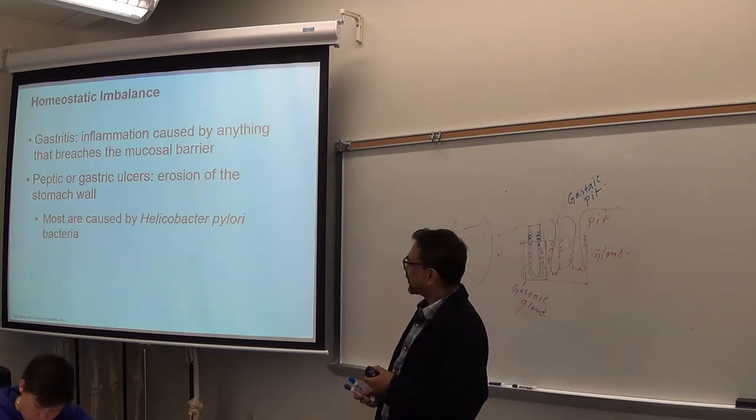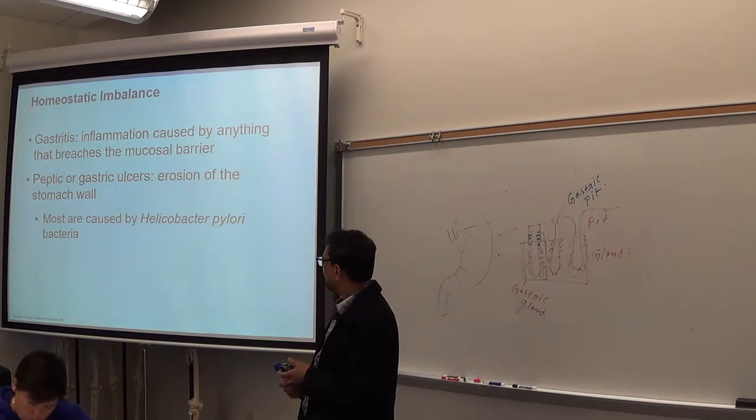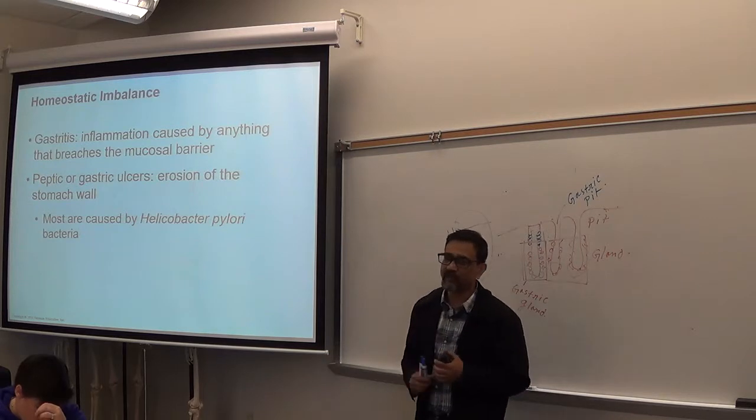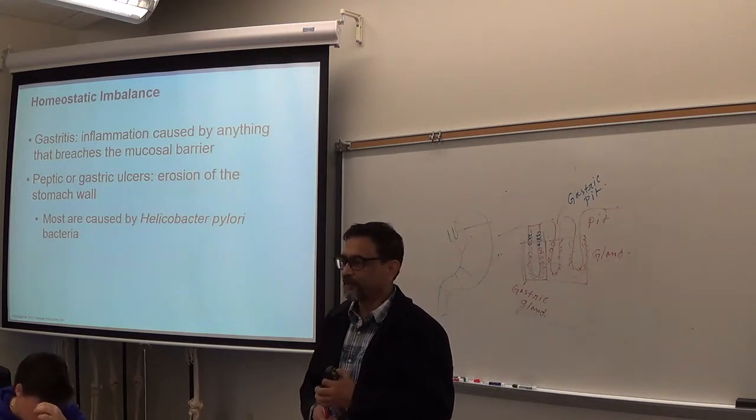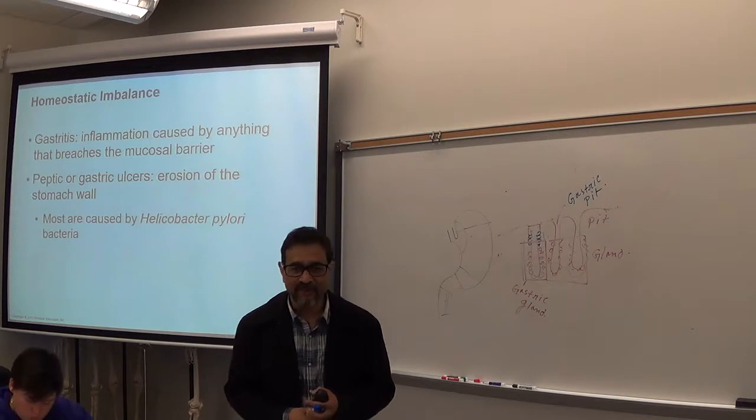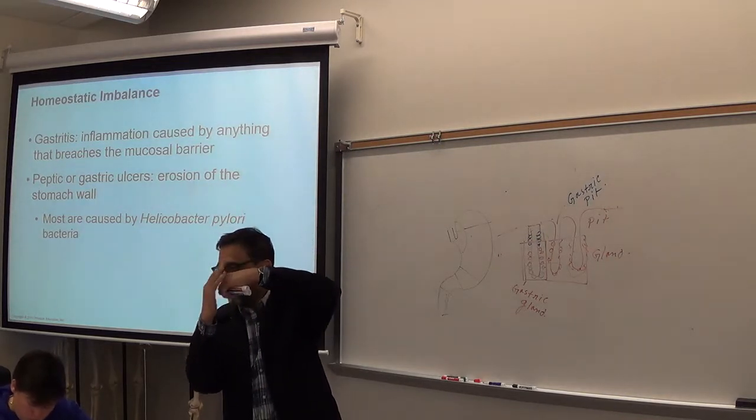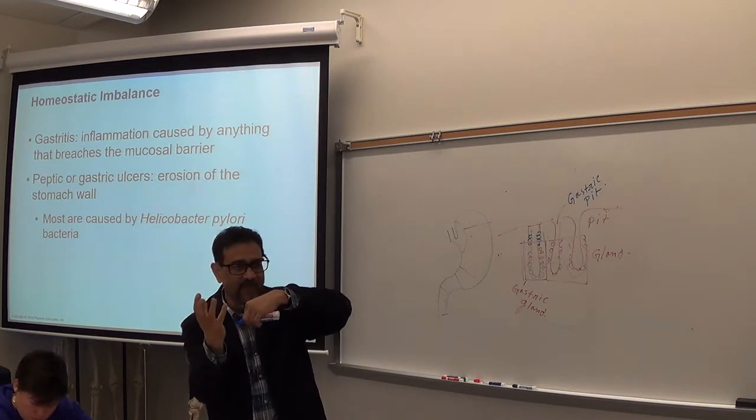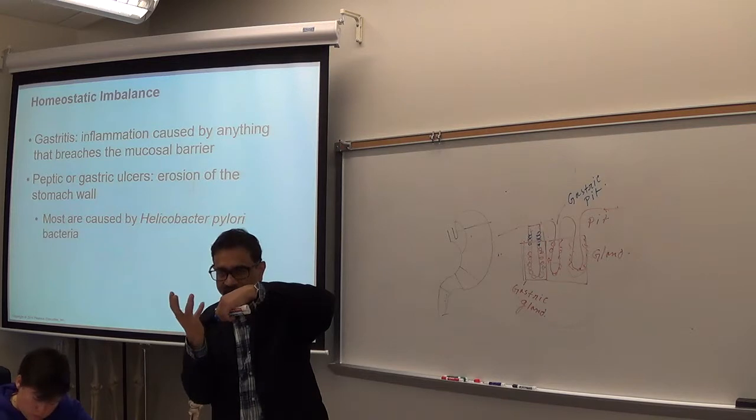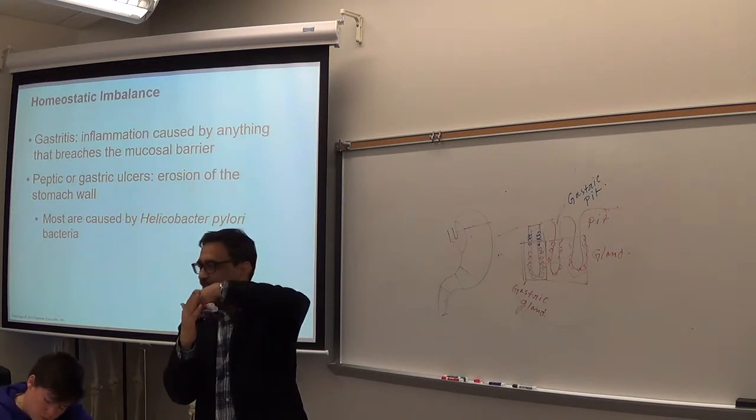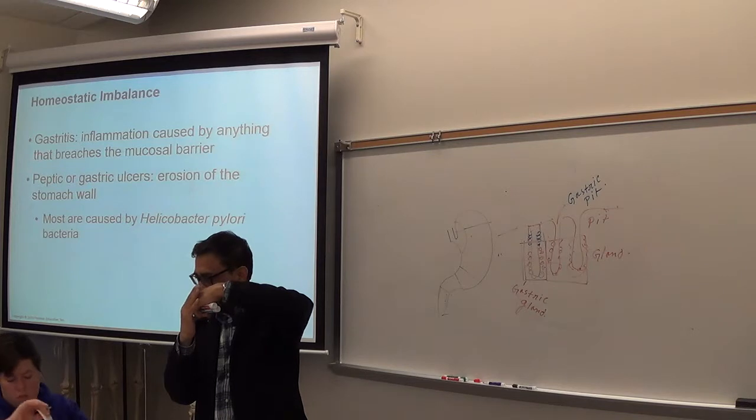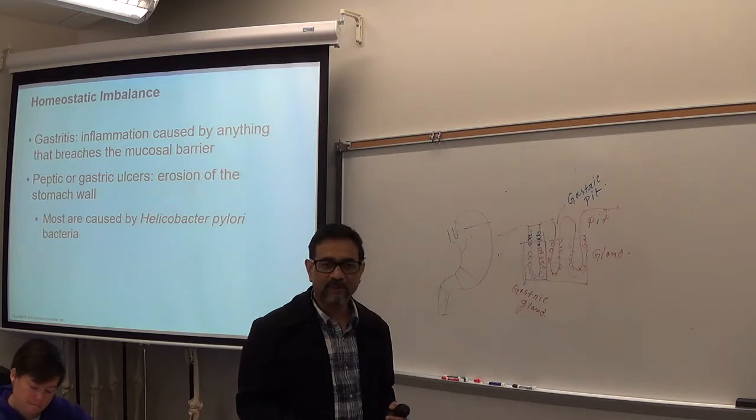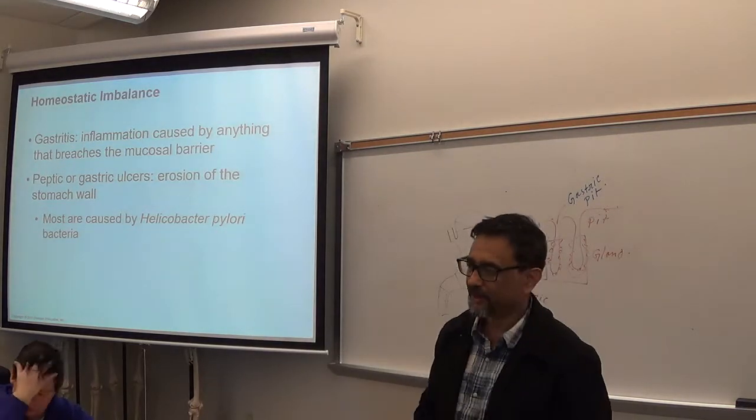Gastritis. Gastritis is the inflammation caused by anything that breaches the mucosal barrier. In the last lecture I mentioned that mucosa separates the gastric content and the wall, right? Gastric content is acidic, you know, right? So inside the stomach, the content is what? Acidic. So the mucus layer separates it from the wall and keeps the wall protected. Is it clear? So the acid will not touch the wall.